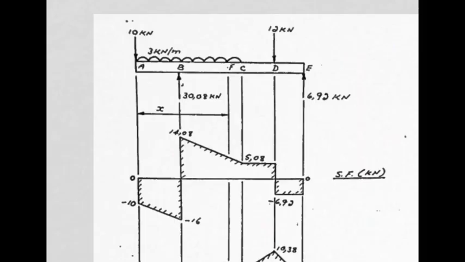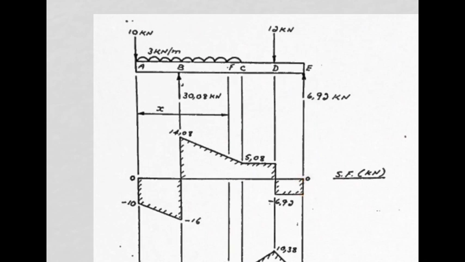Shear force, 10 down, starting from 0, 10 down, 3 per meter, takes us to minus 16. We encounter plus 30.08, puts us at 14.08, descending with a straight line all the way down to the end of the UDL. Work it out, you'll get to 5.08. Go across with a straight line, encounter minus 12, puts us at minus 6.92. Cross with a straight line, and 6.92 takes us back to 0.